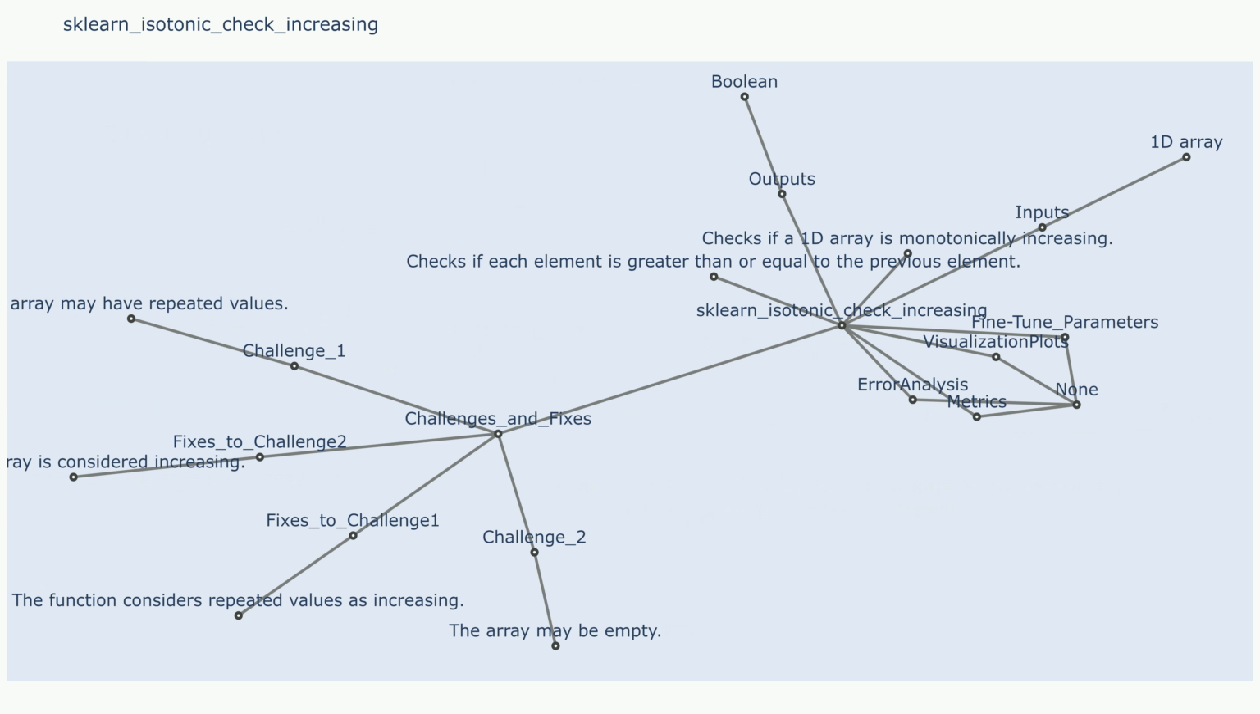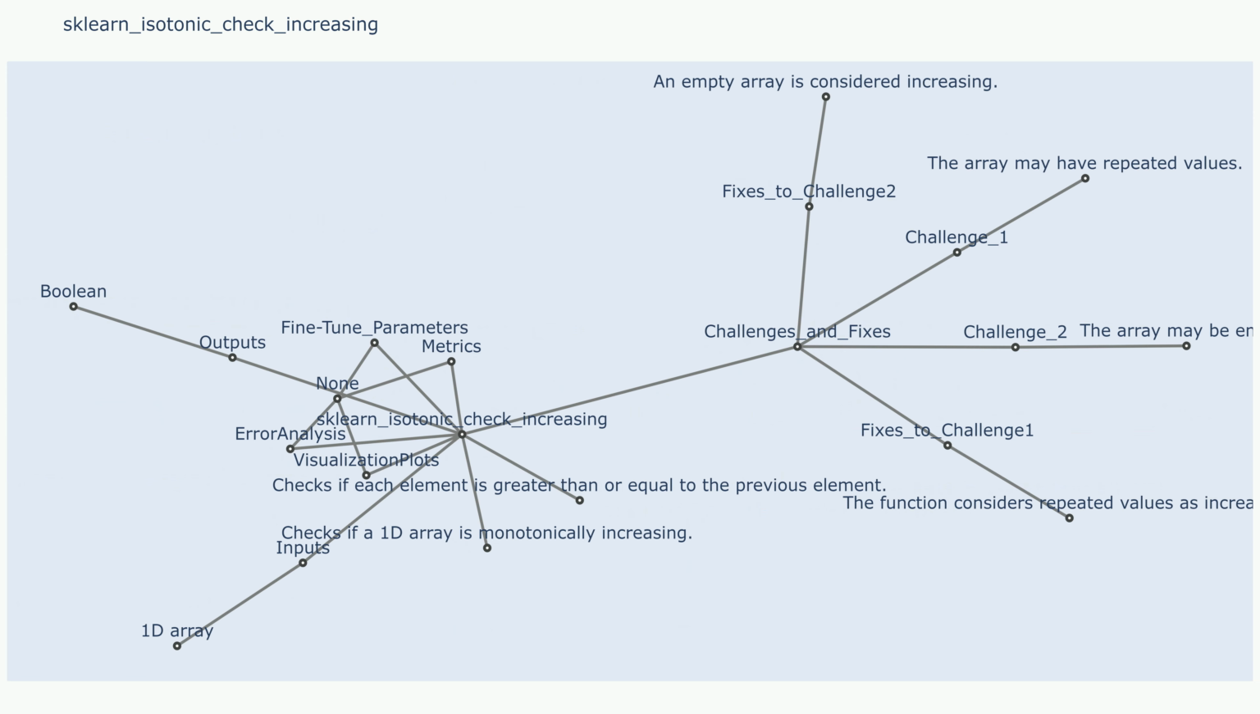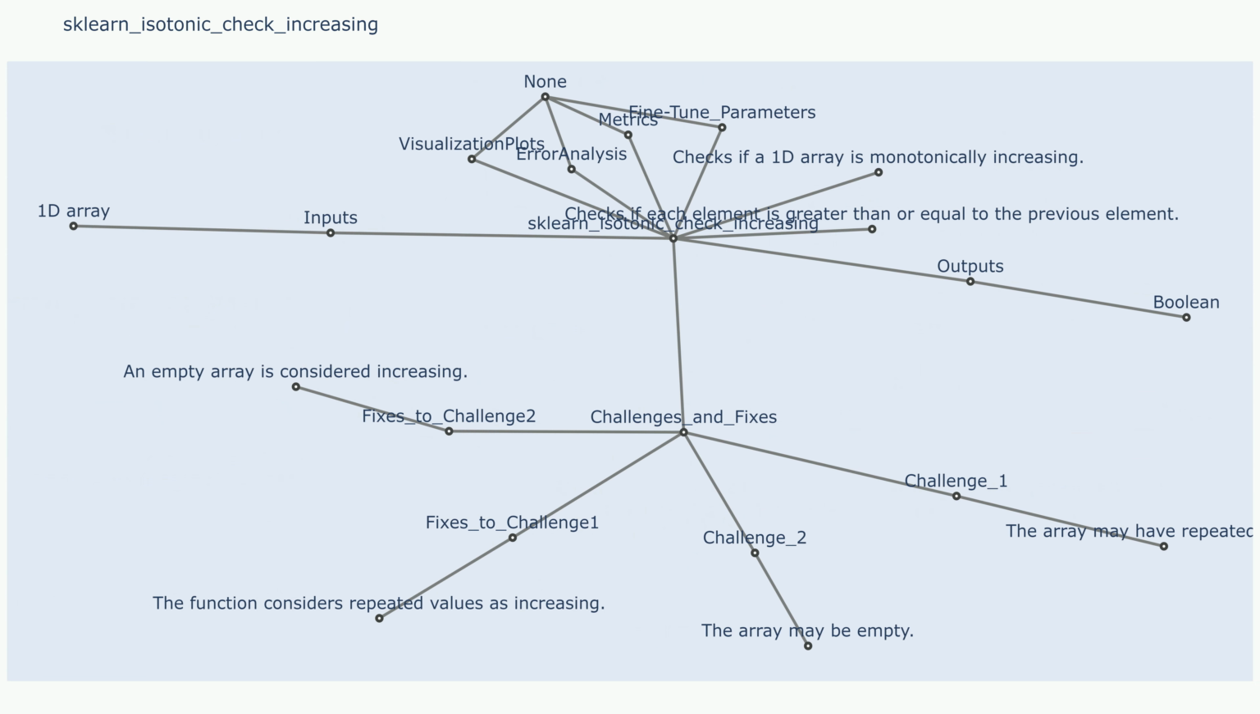Inputs. Input 1: y, the sequence of values that need to be checked for monotonicity. It can be a NumPy array or a list of numerical values. Input 2: increasing. This Boolean argument specifies the direction of the expected monotonicity. If true (default), the function checks for an increasing sequence. If false, it checks for a decreasing sequence.